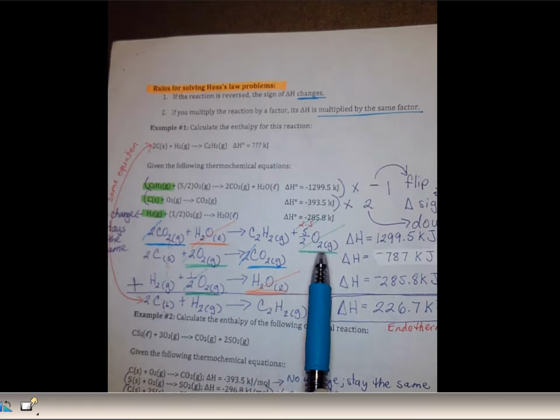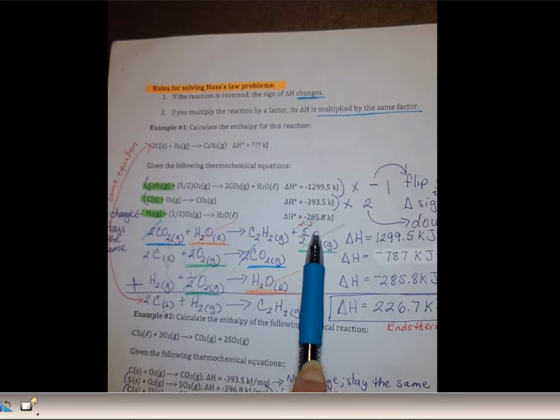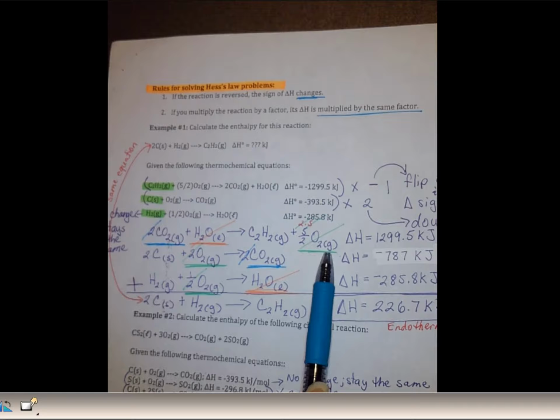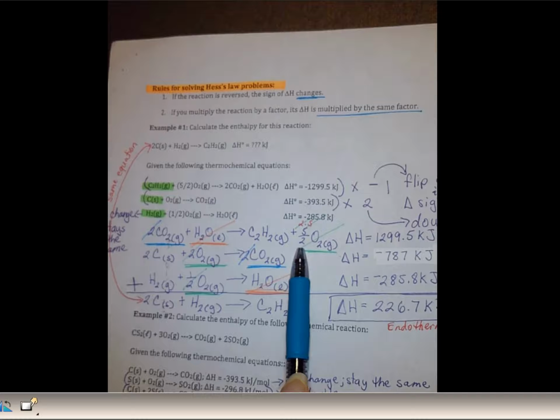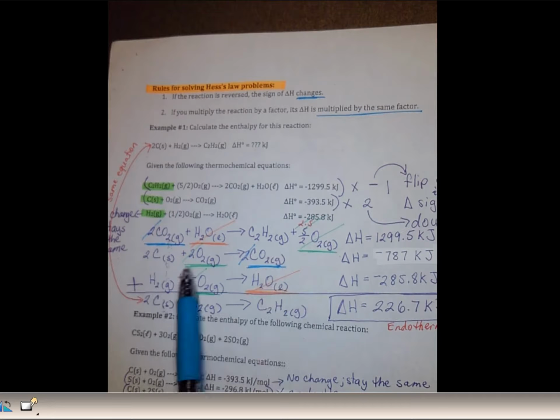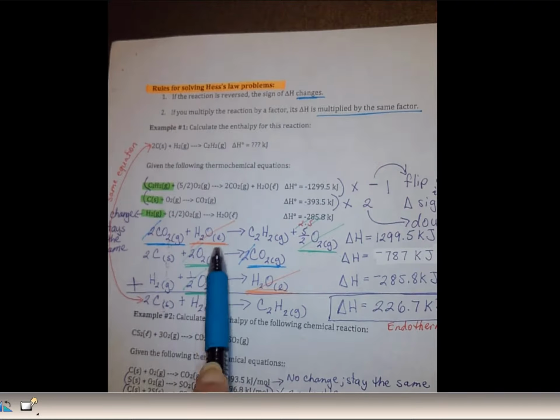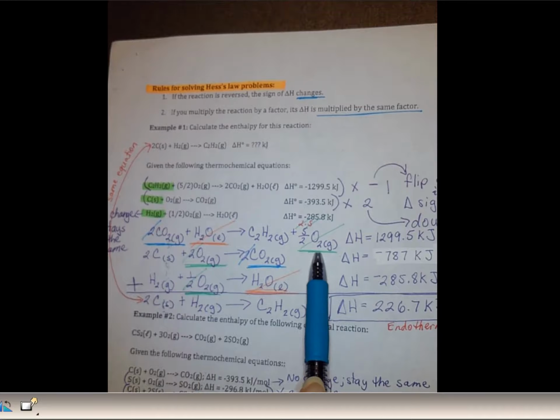The last one we are going to look at is oxygen. Now this is 5/2 moles of oxygen gas. If that number confuses you, you can always put 2.5 moles, the decimal. In step 2, you've got 2 moles of oxygen gas, and then in step 3, you have half a mole of oxygen gas. Together, this is 2.5 moles of oxygen gas on the reactant side, and that cancels out the 2.5 moles of oxygen gas on the product side of step 1.